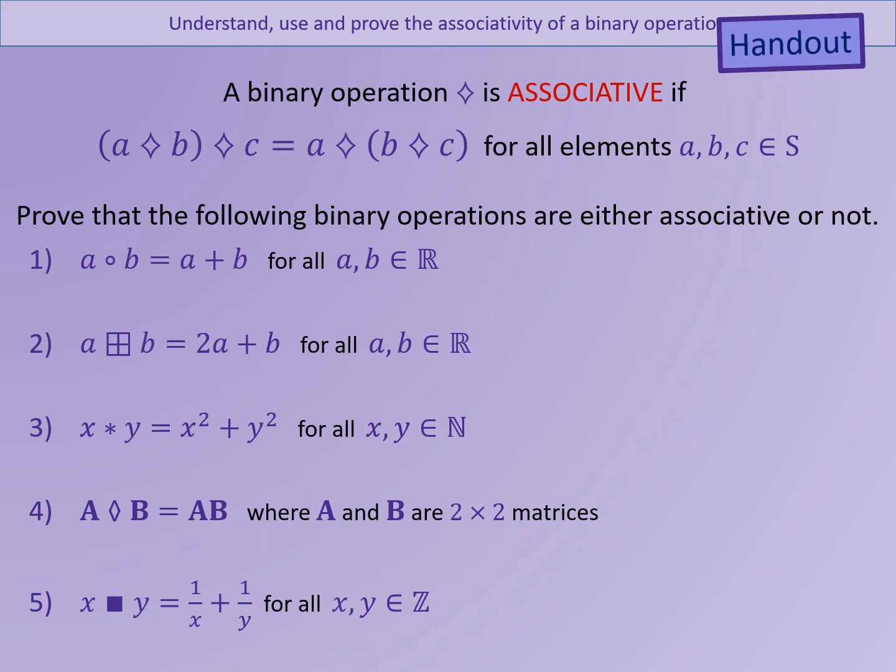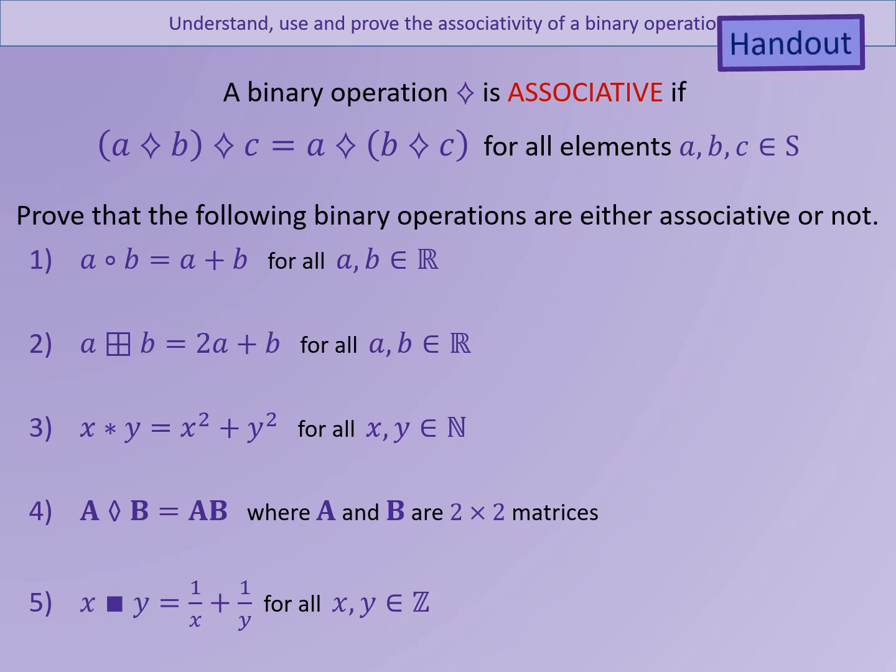So for each of these binary operations, we're going to calculate A operation B operation C both ways, and we're going to determine whether they are associative or not. If they're not associative, find one counterexample. If they are associative, you would need to show algebraically that this was the case. So I'm just going to write out what you're going to be finding here.